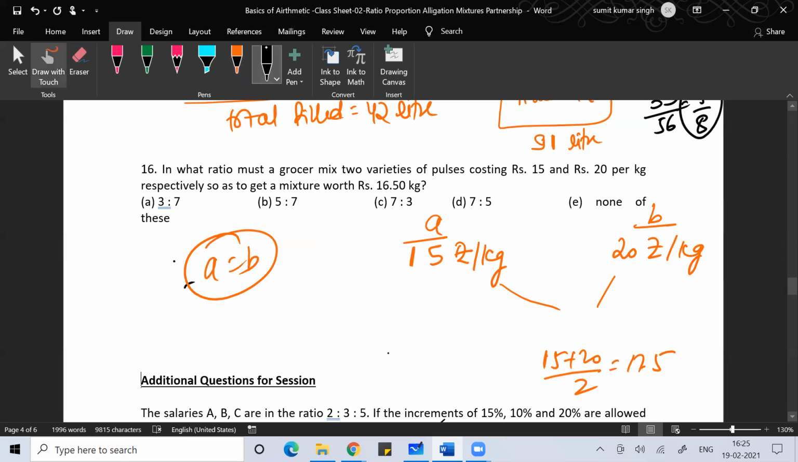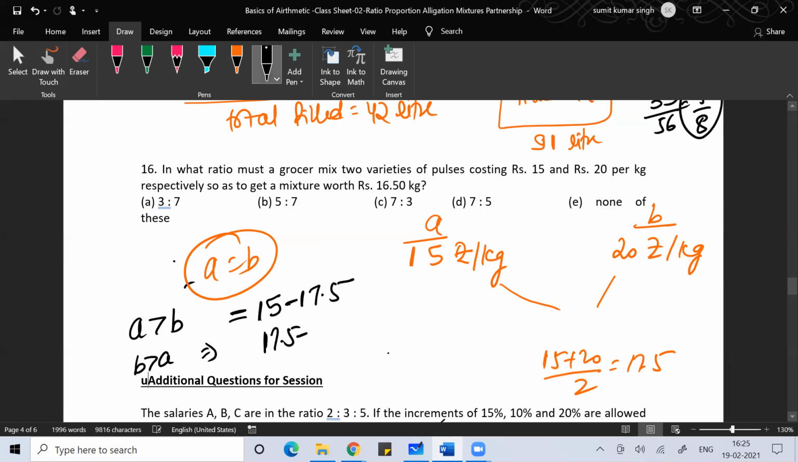If A is greater than B, means A is cheaper. So if you have more cheaper quantity than expensive quantity, automatically the price of the mixture will be between 15 to 17.5. While if you have more expensive, less cheaper, automatically the price of the mixture will be between 17.5 to 20. So I hope you are getting this concept.